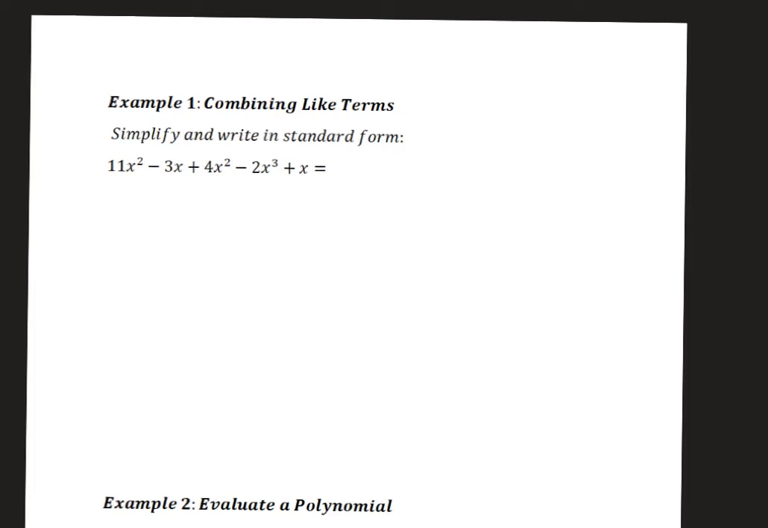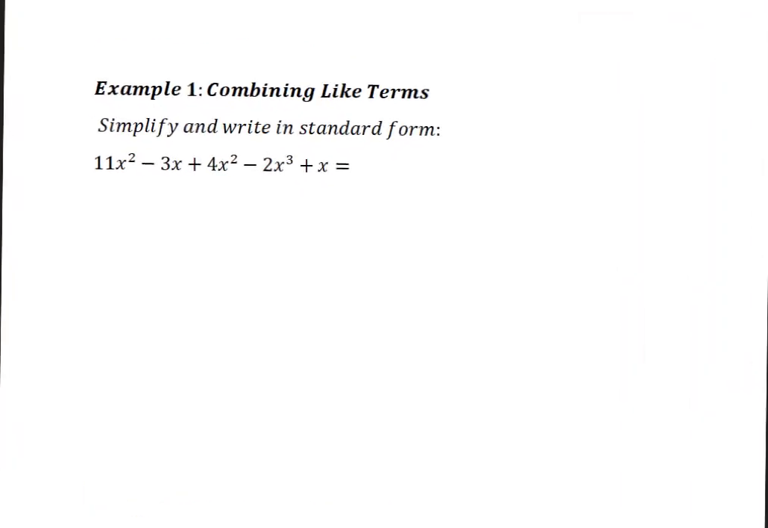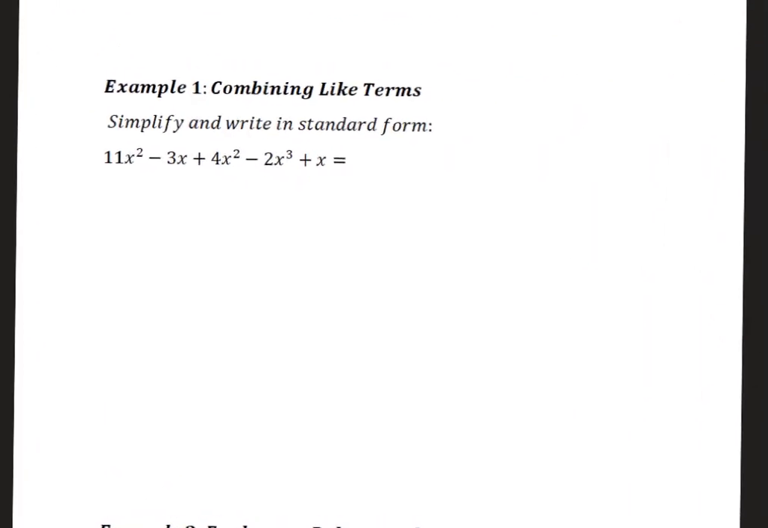All right, so in this example, we're going to learn how to combine like terms in a polynomial. So we need to simplify and write this polynomial in standard form. So we have 11x squared minus 3x plus 4x squared minus 2x cubed plus x. The first thing we have to look for is the highest exponent, which is x to the third.